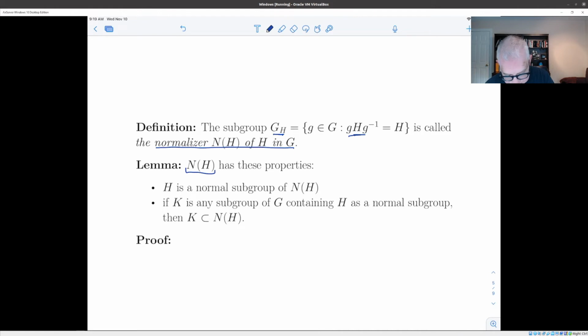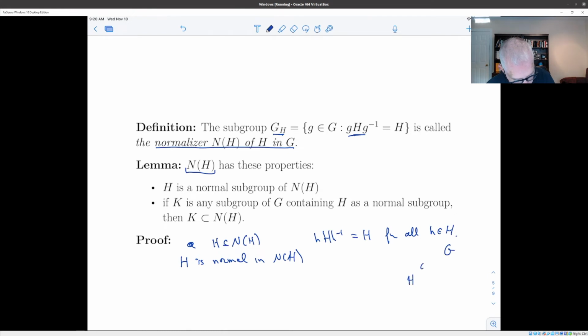And it contains H. That's the first thing, because certainly hHh inverse is equal to H for all h in H. But even better than that, H is a normal subgroup in N(H). So the picture here is typically you have the group G and you have a subgroup H, and the normalizer is going to be in between those two. It's going to contain H and be a subgroup of G. But even though H is not normal in G, it's normal in the normalizer of H. And why is that? Well, it comes directly from the definition. Because if g is in the normalizer of H, then by definition, gHg inverse equals H. And that's what it means for H to be a normal subgroup of the normalizer of H.